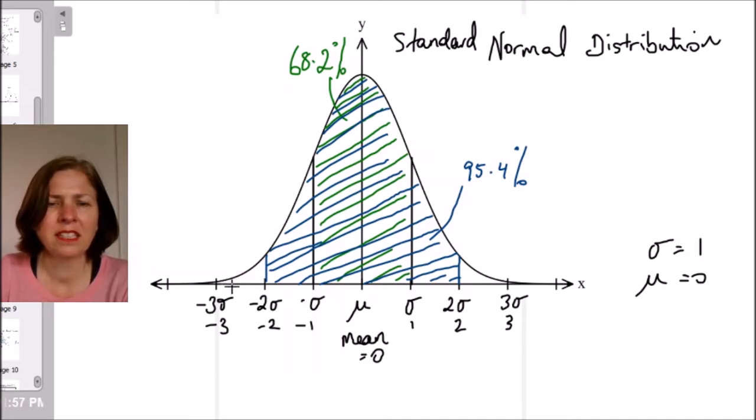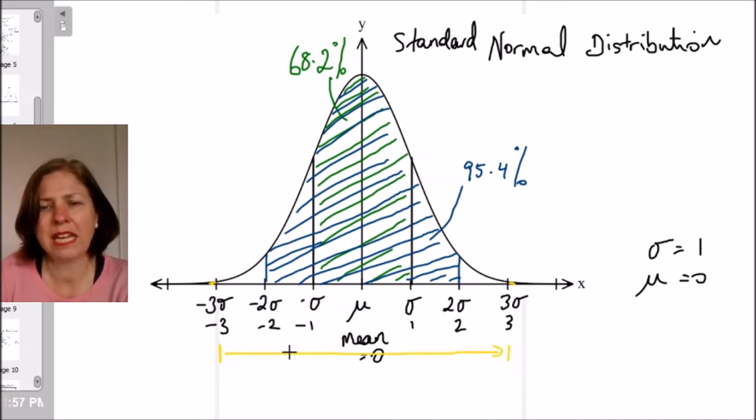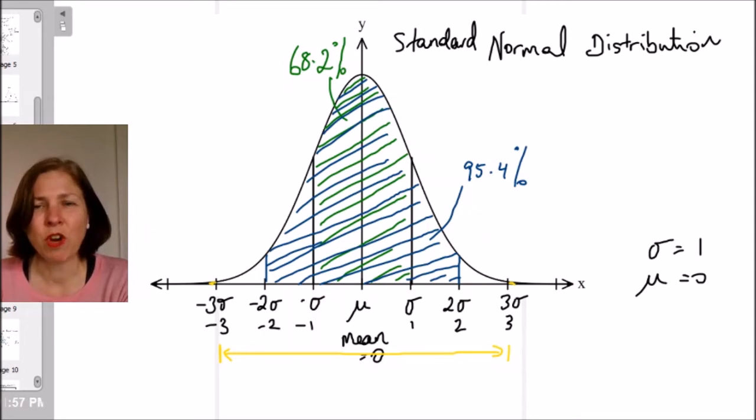Now, what's significant here is that with my yellow I'm going to show you that the only bits that will not be shaded now are these teeny weeny bits here. Everything else, if I'm talking about between 3 standard deviations of the mean, is shaded. So it's going to be a big number. It's going to be a decimal very, very close to 1, but still less than 1.